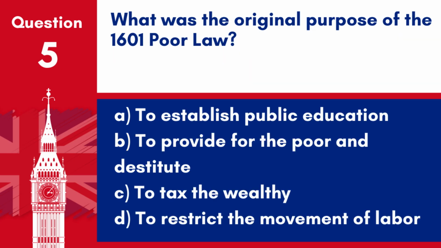Question 5. What was the original purpose of the 1601 Poor Law? A. To establish public education. B. To provide for the poor and destitute. C. To tax the wealthy. D. To restrict the movement of labour. Answer. B. To provide for the poor and destitute. The 1601 Poor Law was enacted to provide assistance to the poor and destitute, marking the beginning of state-sponsored welfare.